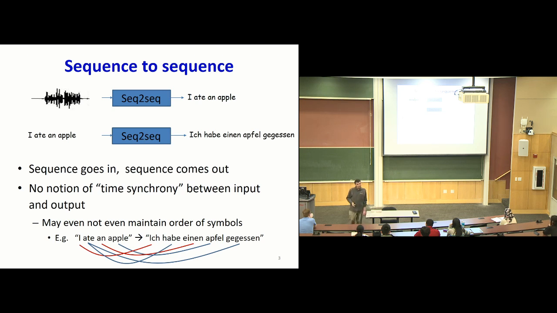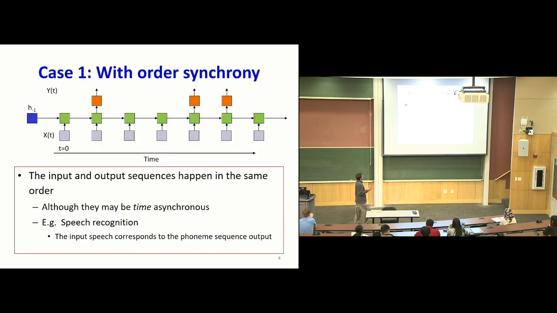For today's lecture and the next recitation, we're going to be going over case 1, where we assume that you have order synchrony. So the input and the output have an order correspondence, like in speech recognition. So again, this is an order synchronous process, but it's not necessarily time synchronous, which means that the number of outputs is not the same as the number of inputs, but then you do have a notion of a correspondence. So here is the key piece, something that we're going to keep coming back to.